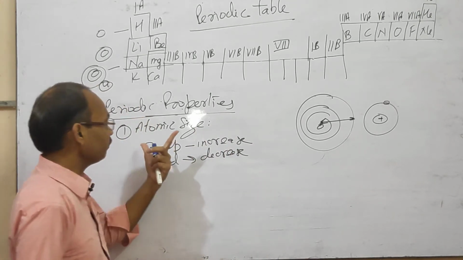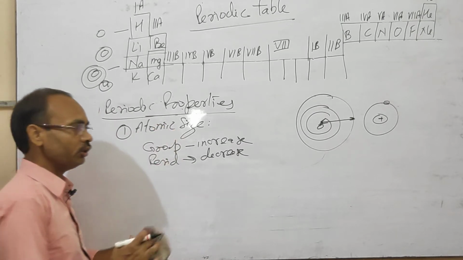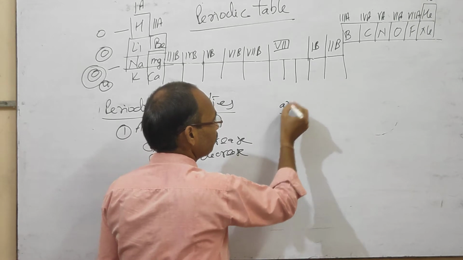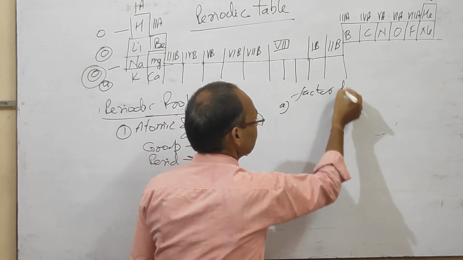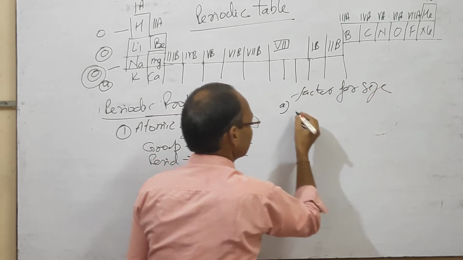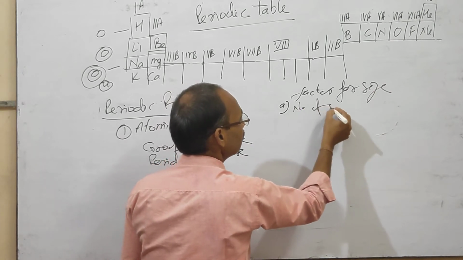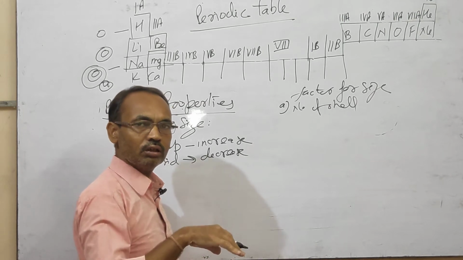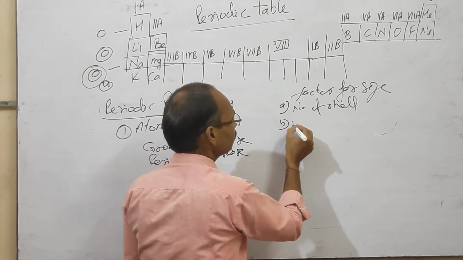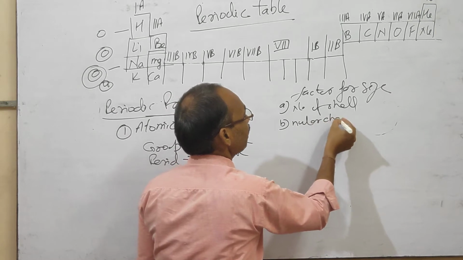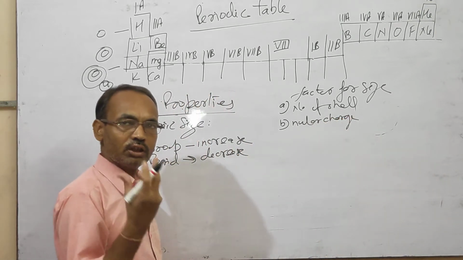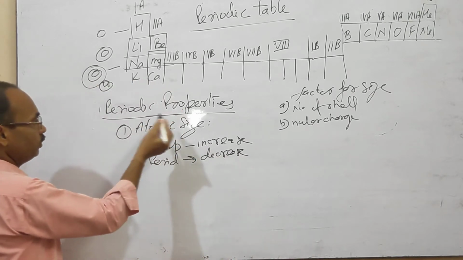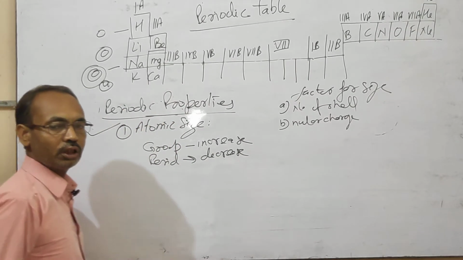So what are the main factors on which atomic size depends? First, number of shells: more shells, more size; fewer shells, less size. Second, nuclear charge: more charge, less size; less charge, more size. This is the first periodic property, atomic size.